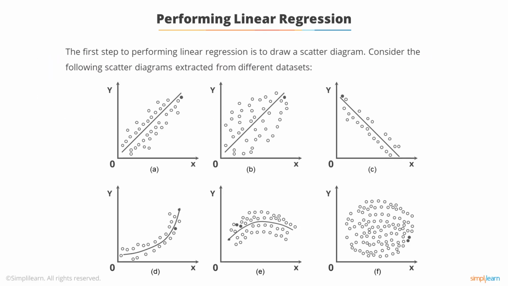Now, the first step to performing a linear regression would be to draw a scatter plot diagram. So, considering the following scatter plots extracted from different data sets, you can see the lines fitting to each of these. In A, B, and C, they tend to be straight. D and E are curved. F tends to not have one.